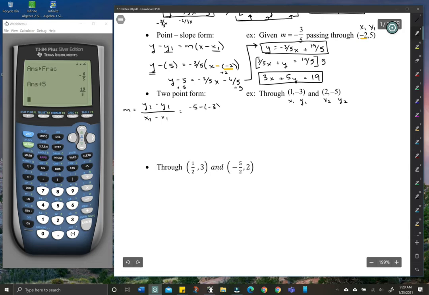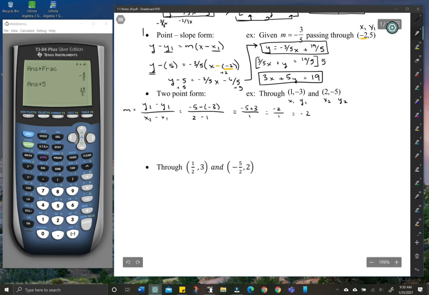Negative 5 minus negative 3 is negative 5 plus 3, which is negative 2. 2 minus 1 is 1, over 1. So really our slope is negative 2. All that for the slope. Once we have the slope, then we can utilize the strategy above and use point slope form.